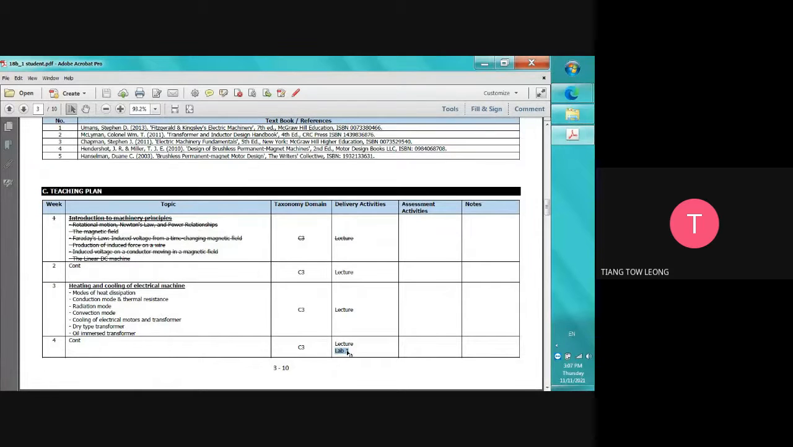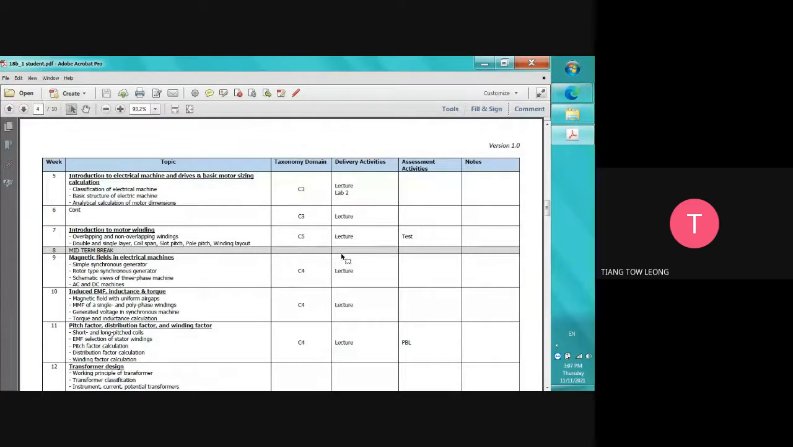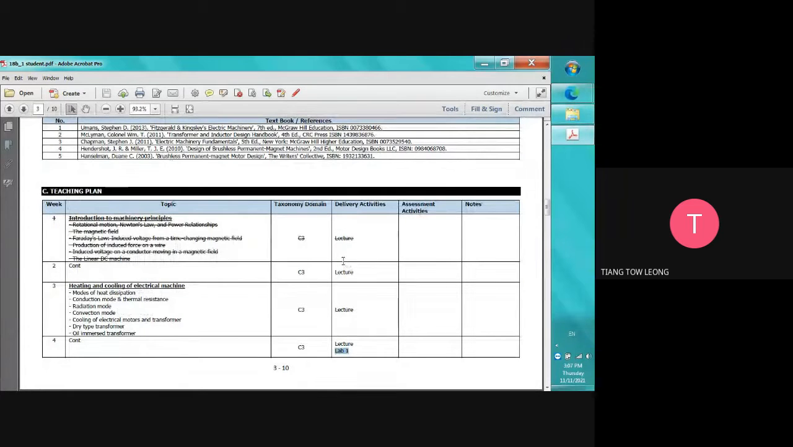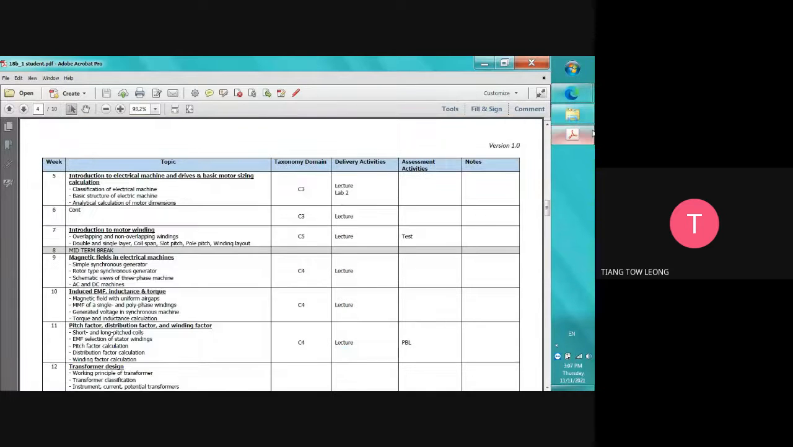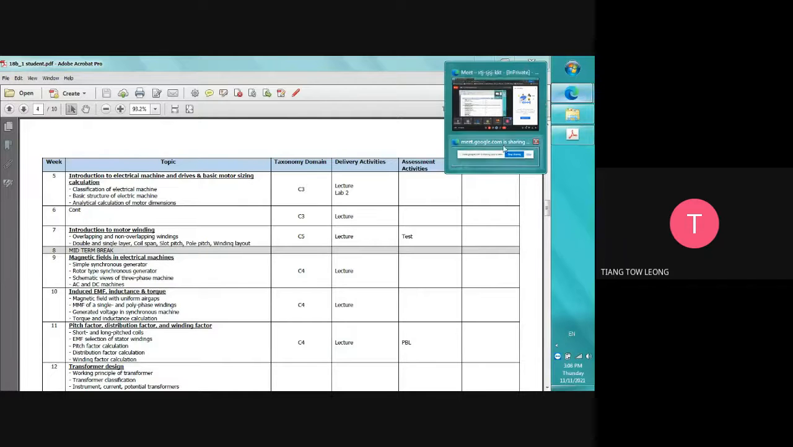The lab, sorry, has not started yet, because the groups are not ready yet. We need to do the grouping first before the lab starts. So next week we will start the lab.